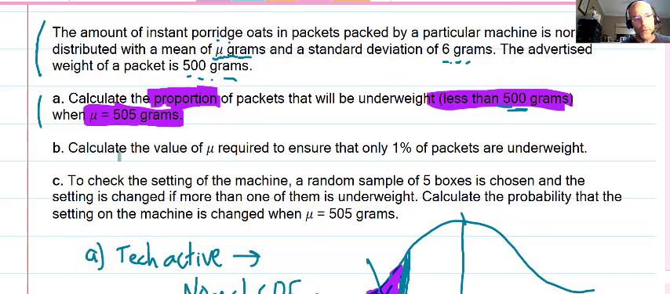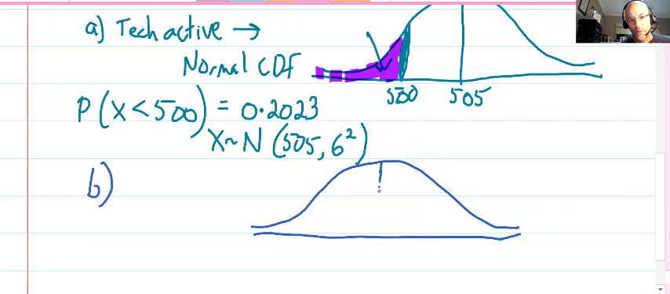Part B, we've got to calculate the average or the expected value mu required to ensure that only 1% of packets are underweight. So we need to find what the average should be to ensure that 1% of packets is underweight. The average is very informative for the manufacturer. So if we are aiming for only 1% underweight, what do we do? We're trying to find mu, so all we can do is put that in there as such, and 1%, which is 0.01 area.